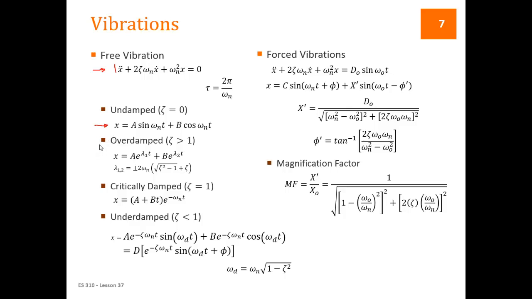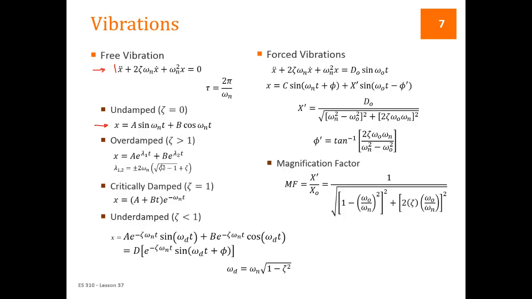For damped motion, there are three possibilities. We have overdamped motion, which means there's no vibrations and the motion simply decays to a given level. And that solution is given as a e to the lambda 1 t plus b e to the lambda 2 t. The lambdas can be found based on omega n and zeta, and a and b once again can be found through initial conditions.